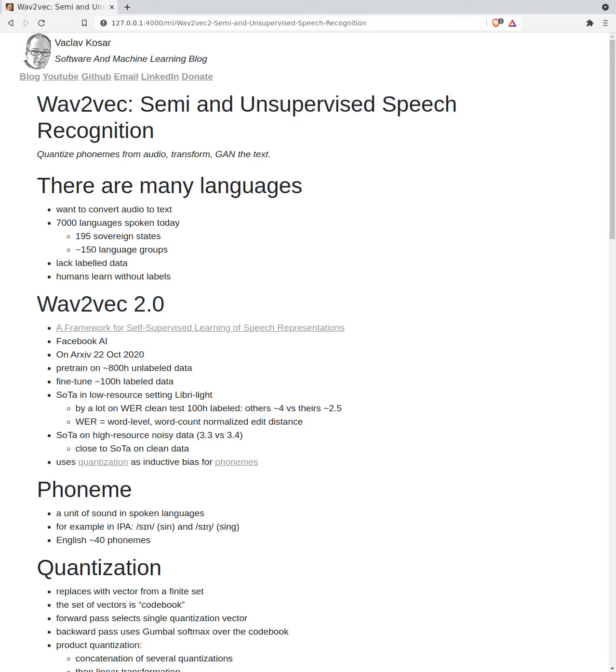Wav2vec, semi and unsupervised speech recognition, quantize phonemes from audio, transform and GAN the text.